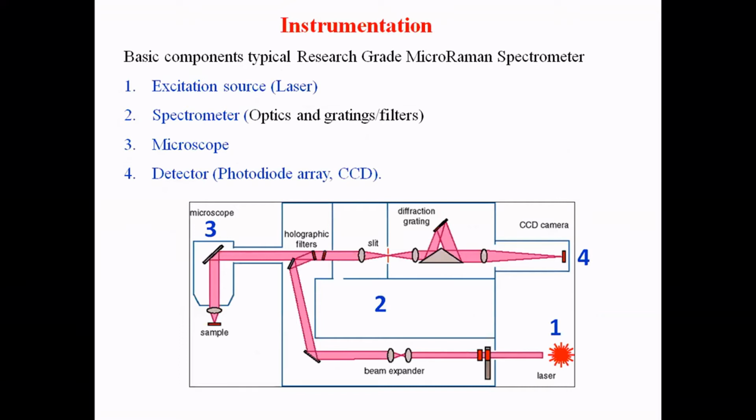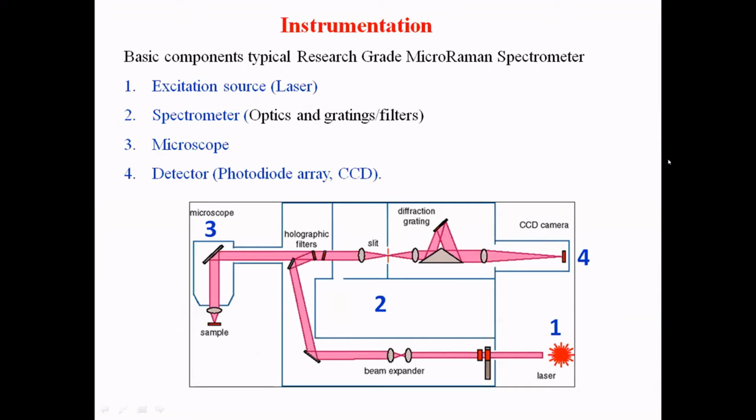The first and foremost thing is the laser, because we need an excitation source. It's nothing but light, but it's not normal white light. We should use a single wavelength. Then only we'll be able to predict that this particular light's energy is shifted by this much, like that. Okay, so that excitation source is required.